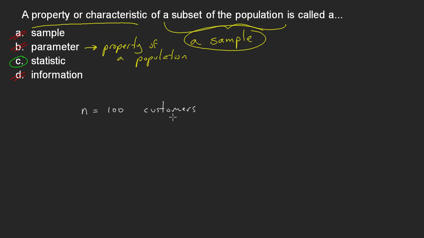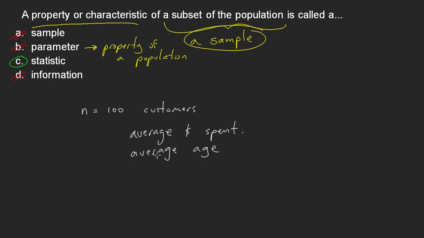Now I could talk about a number of things to do with these customers. I could measure the average amount of money that they've spent in the store. That would be one thing. Or I could do more of a demographic type of thing, maybe their average age, or their average height, or their average weight, or something like that.